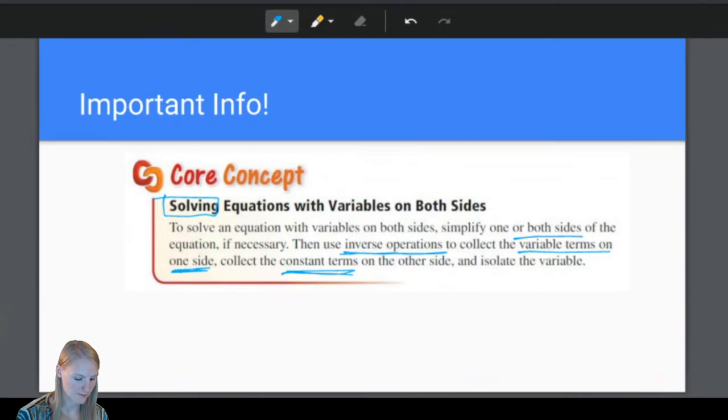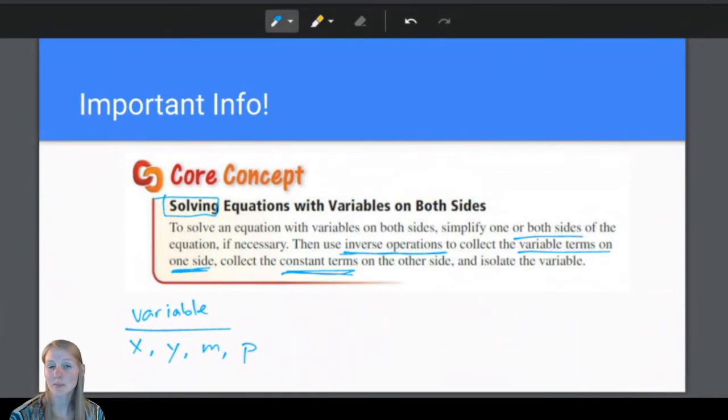Remember, a variable is letters, things like X, Y, M, P, typically letters, but remember that a variable can be anything. We can use a smiley face.